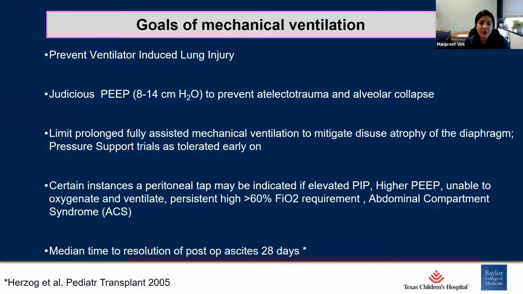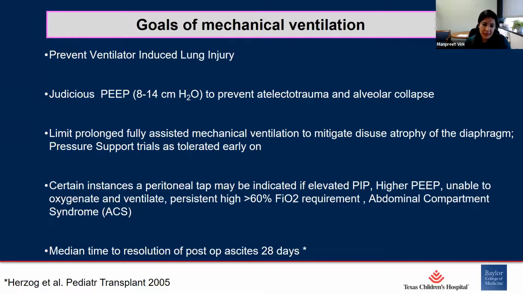Goals of mechanical ventilation for these patients are pretty much the same for any patient with acute severe respiratory failure, where our goal is to try to optimize oxygenation as well as ventilation, but also balance and prevent any ventilator-induced lung injury. Judicious use of PEEP is warranted to prevent further alveolar collapse. We do recommend limiting prolonged fully assisted mechanical ventilation in order to practice lung as well as diaphragm protective ventilation, and to start pressure support trials in an attempt to liberate them from mechanical ventilation early on.